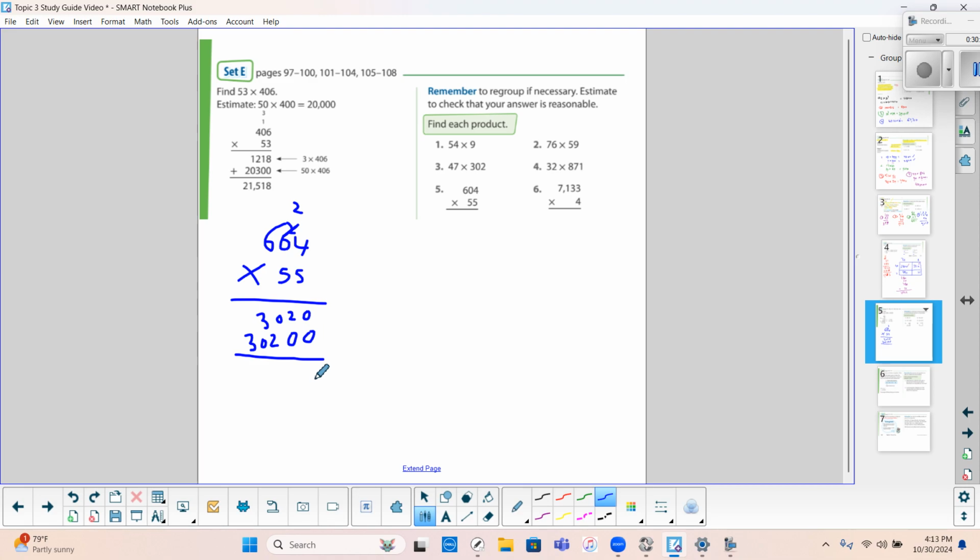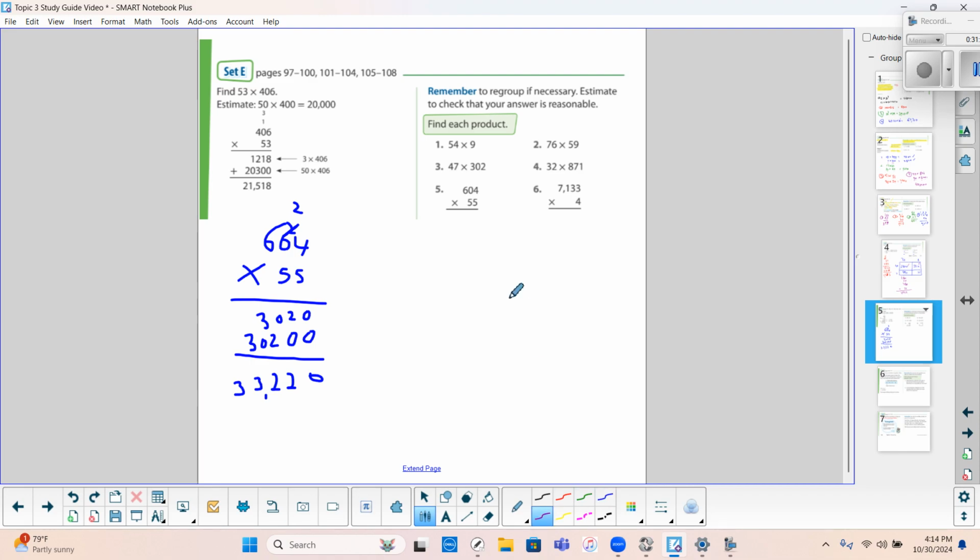So 0 plus 0 is 0. 2 plus 0 is 2. 0 plus 2 is 2. 3 plus 0 is 3. And then 3 is by itself, which means the correct answer is 33,220, which matches my little answer key here.